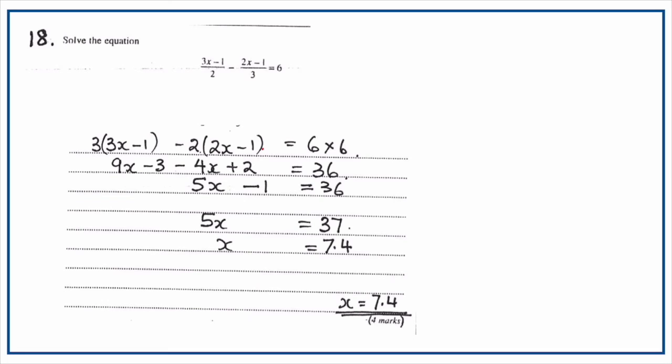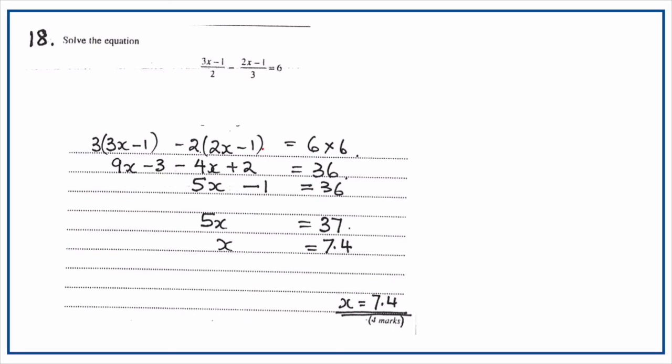Yeah, because when the signs are different, you subtract and keep the sign of the bigger number. So minus 3 plus 2 is minus 1, equals 36. Plus 1 on either side of the equal sign to cancel the minus 1 on the left-hand side. So we get 5x equals 36 plus 1 is 37. 37 divided by 5 is 7.4, so x equals 7.4. So the answer, x equals 7.4.